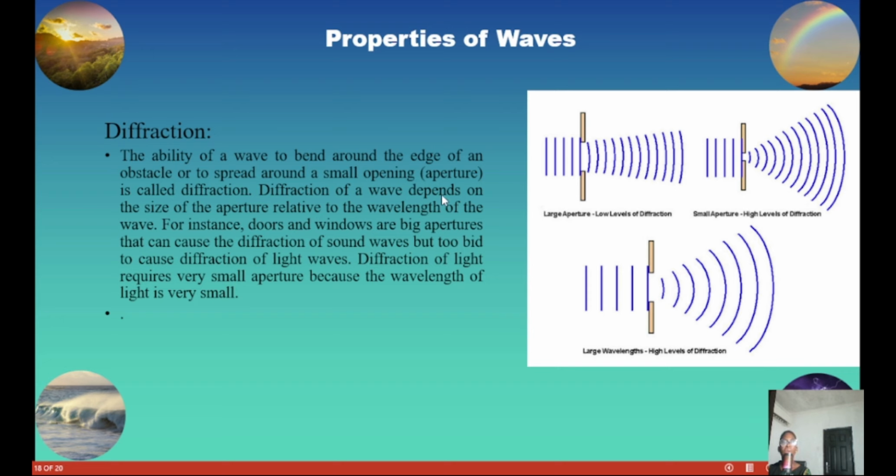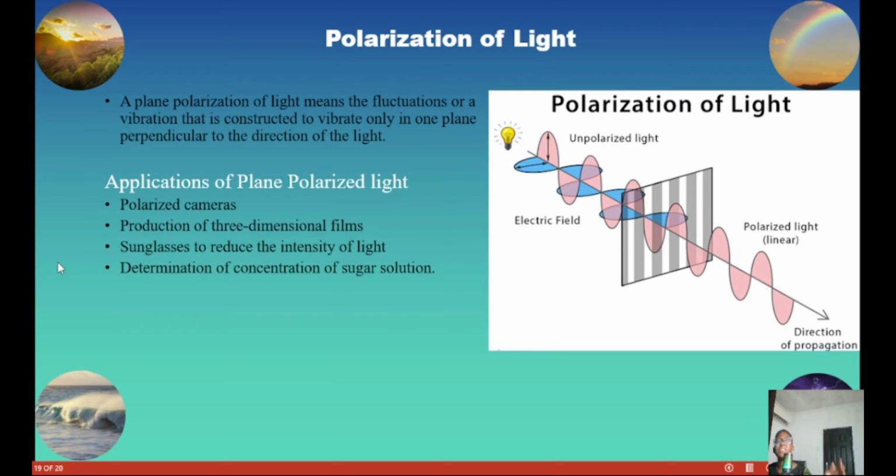Diffraction of a wave depends on the size of the aperture relative to the wavelength of the wave. For instance, doors and windows are big apertures that can cause the diffraction of sound waves, but are too big to cause diffraction of light waves. So the bending of a light wave around an obstacle is what is called diffraction.